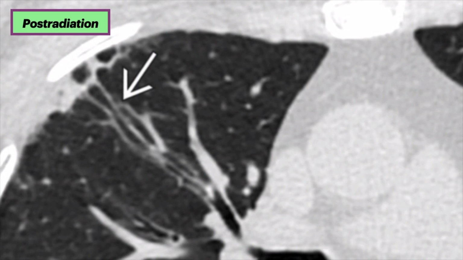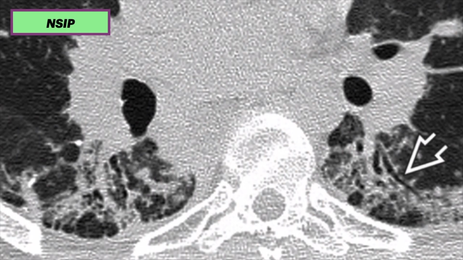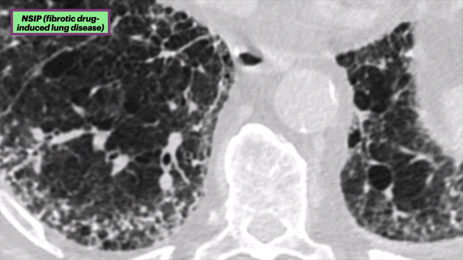This other case of post-radiation change in a different patient, which is post-radiation after breast cancer treatment, shows right upper lobe subpleural fibrosis with associated traction bronchiectasis and bronchiolectasis. Here is an axial CT of a patient with fibrotic NSIP, nonspecific interstitial pneumonia. There's bilateral lower lobe architectural distortion, which manifests as volume loss, reticular opacities, and traction bronchiectasis with bilateral posterior hilar retraction. This is another case of NSIP, though this one is associated with fibrotic drug-induced lung disease.